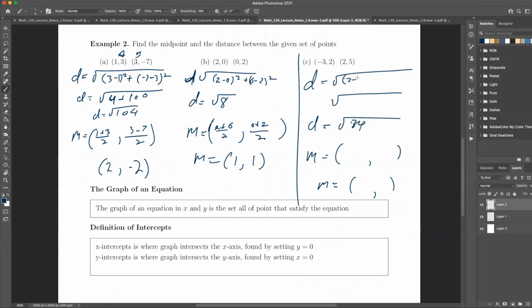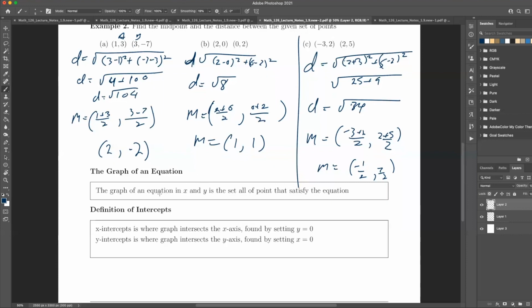So here to find the distance, we're going to have 2 minus -3, so that'd be +3 squared plus 5 minus 2 squared, so that's 25 plus 9, so that is square root of 34. And for the midpoint, it'd just be 3 plus 2 divided by 2, and then 2 plus 5 divided by 2. So I have -1/2, and then 7/2. Yep, that's correct. All right.